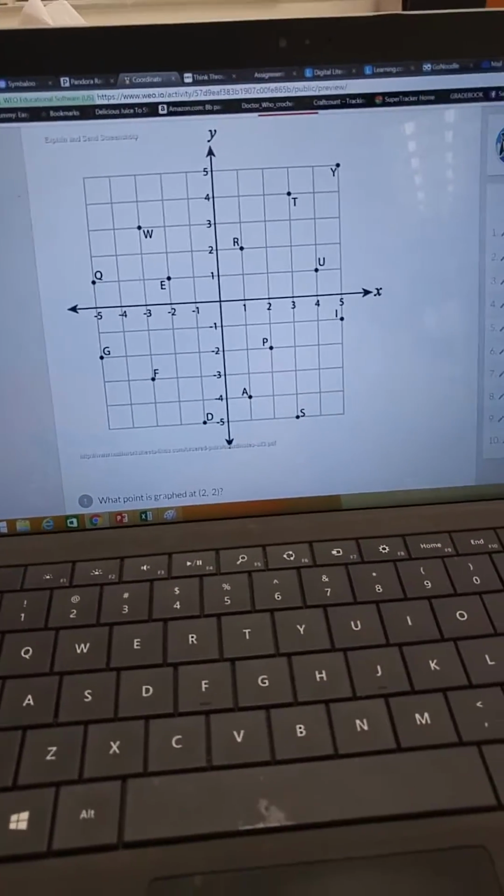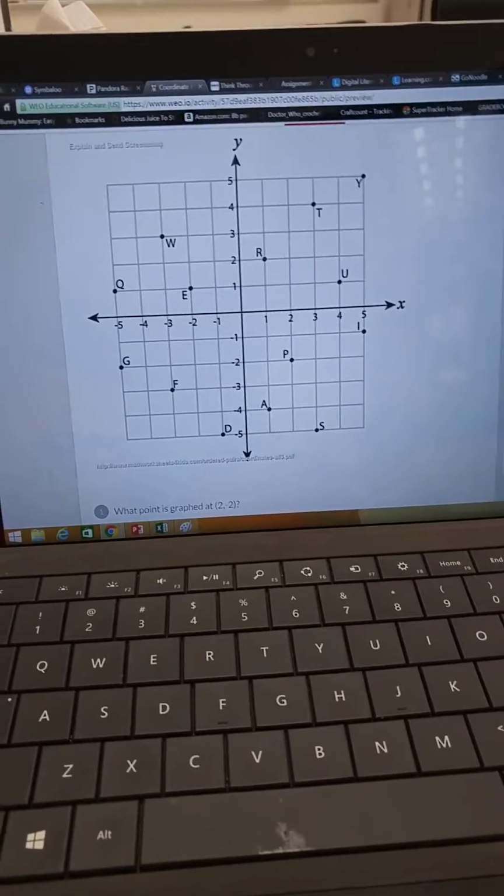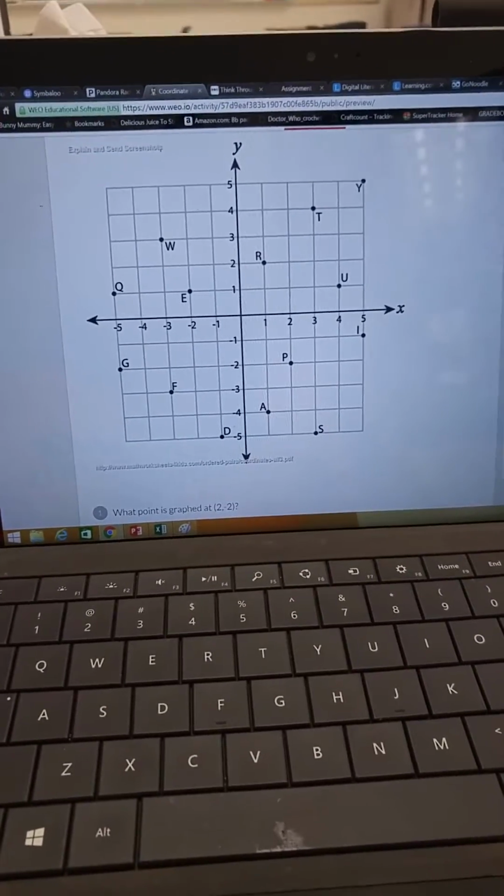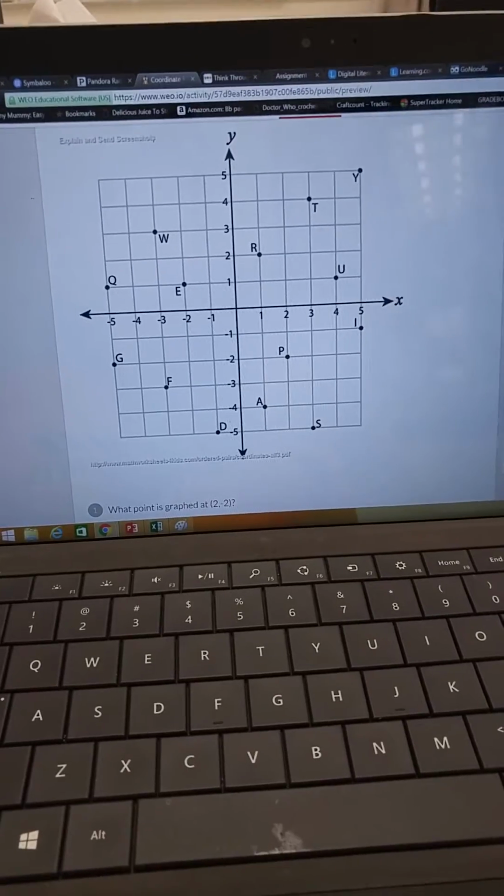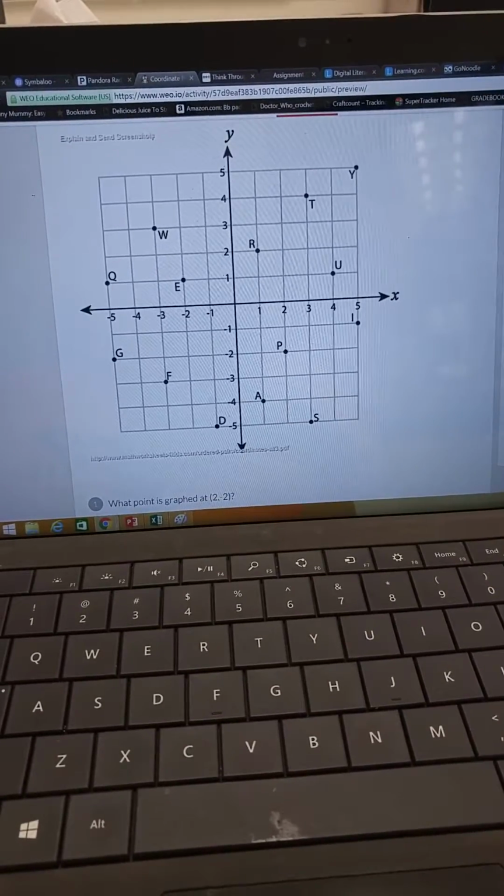If you're a regular 6th grade math, you can stop right here, turn your paper into me, and you'll be ready to take your test on WIO. If you're pre-AP, stay tuned because I have a few more things for you.